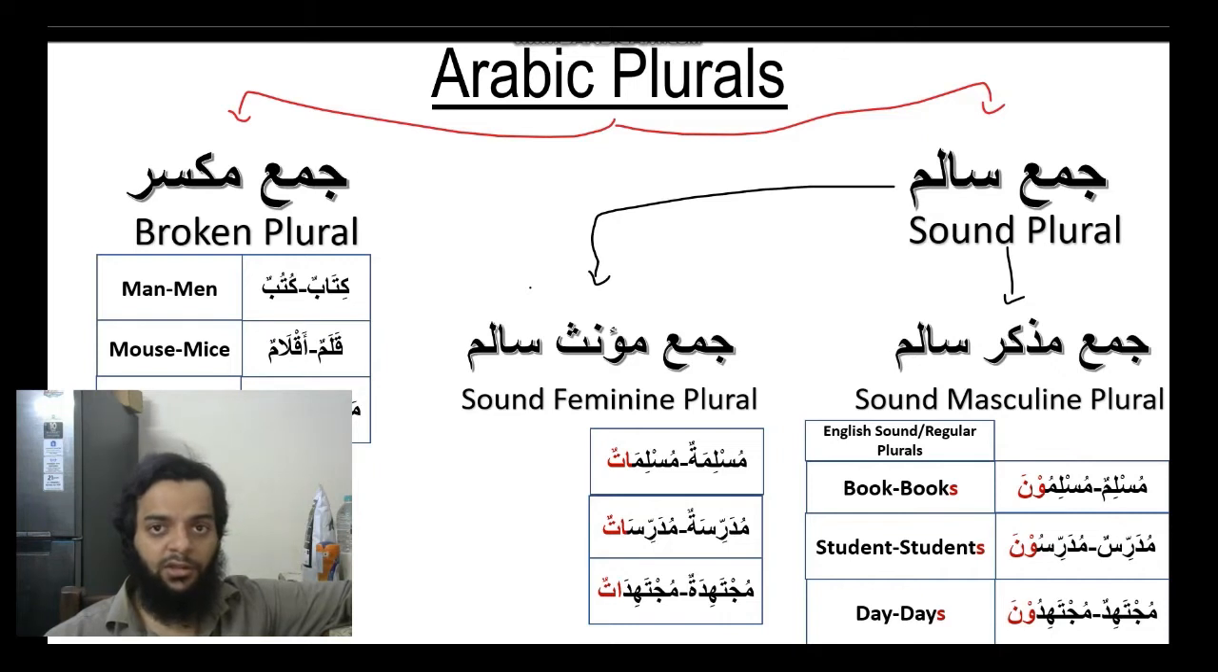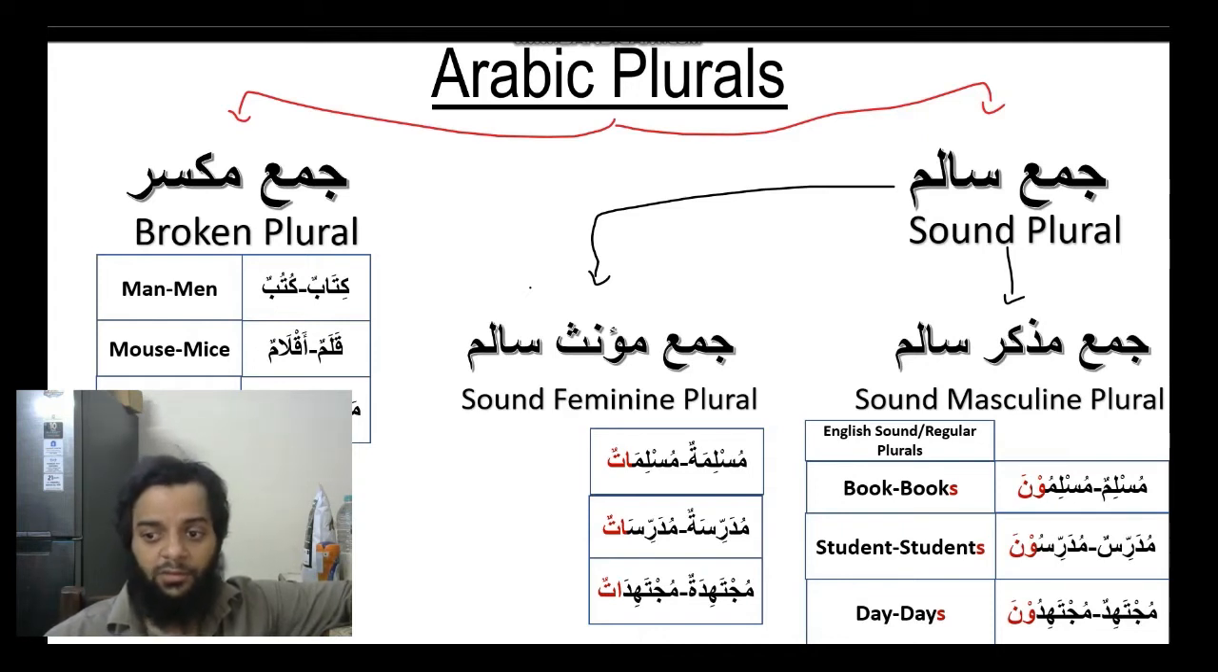As I said at the beginning of my video, the sound masculine plural is basically a plural which retains its original singular form, but you just add waw nun or ya nun, according to the i'rab, at the end of the word. So for example, you can see the word Muslim here. You can see the pattern of Muslim: mim has dhamma, sin has sukun, lam has kasra, then there is this mim. When we make its sound plural, we retain or keep its original singular form, but we just add waw nun at the end.